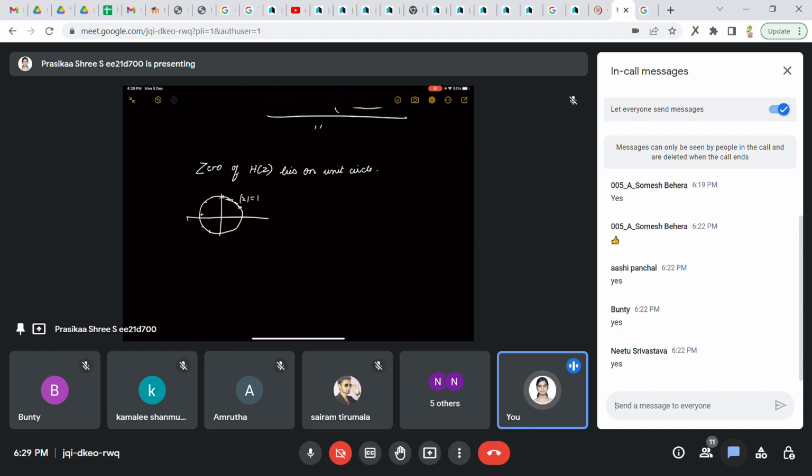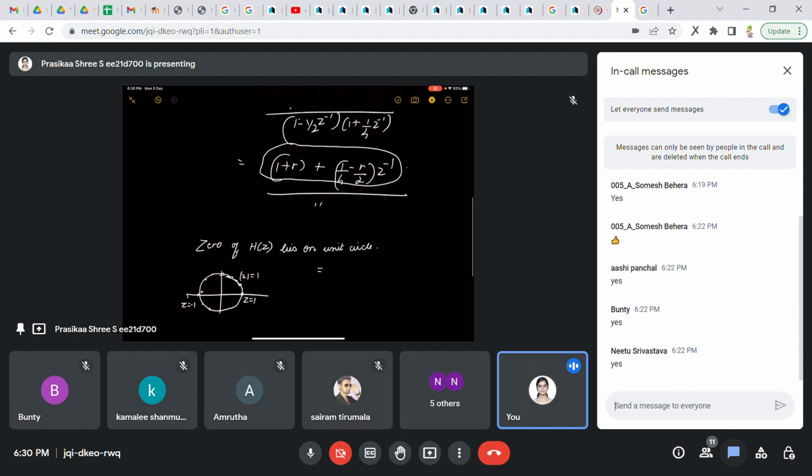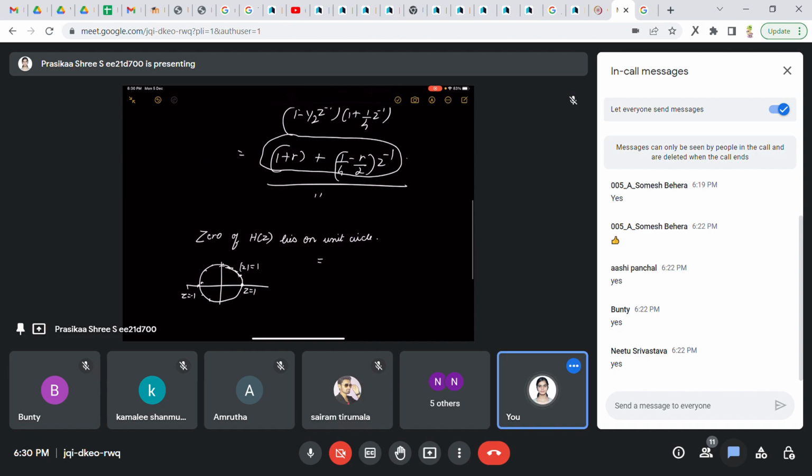But what they have said is that p, q, r take real values. They are not taking any imaginary values. So if you take z equal to 1 and z equal to minus 1, these are the two values that give us real values. So let us compute the root of the numerator.